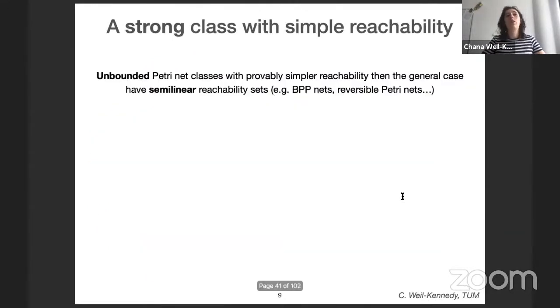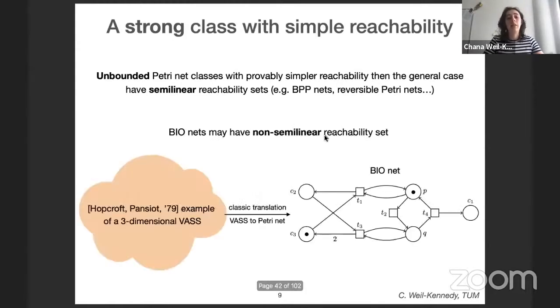And so they're interesting because until now, as far as we know, every Petri net class that is unbounded, where there can be token creation, which has a reachability problem complexity that is provably simpler than the general case, these nets always have semi-linear reachability sets, okay? And this is not the case for bionets. So the proof for that is actually pretty easy.